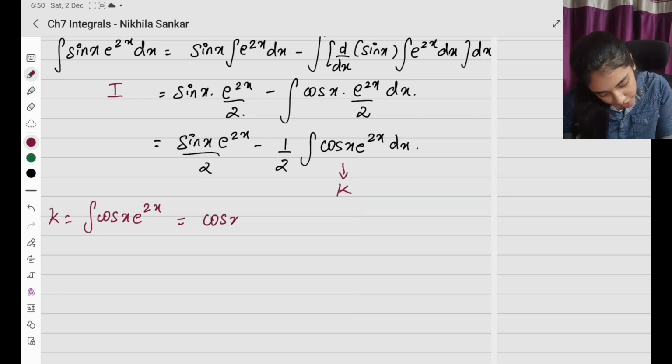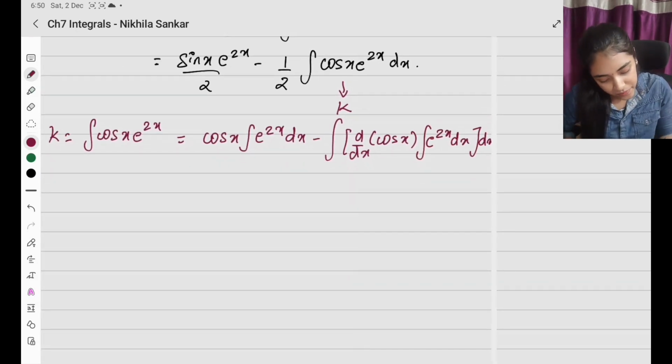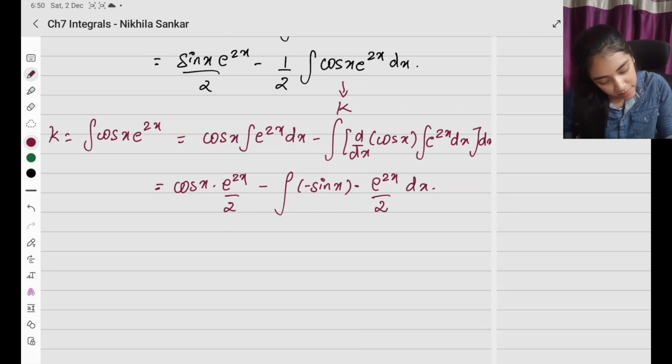So I have first function times integral of second function minus integral of open bracket d by dx of first function times integral of second function close bracket dx. So this is going to be cos x times e to the 2x by 2 minus integral of cos x, whose derivative is going to be minus sin x, times e to the 2x divided by 2 times dx. So minus and plus.